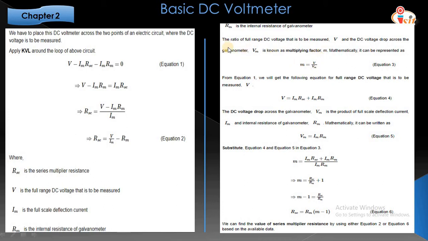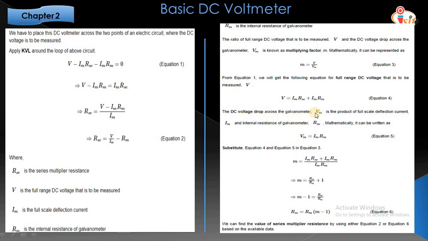Okay, the ratio of full range DC voltage V and the galvanometer voltage Vm is called a multiplying factor M. Now from equation 1 we will get the following equation for full range DC voltage that is to be measured. V is equal to Im Rsc plus Im into Rm.